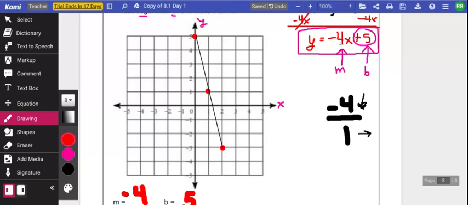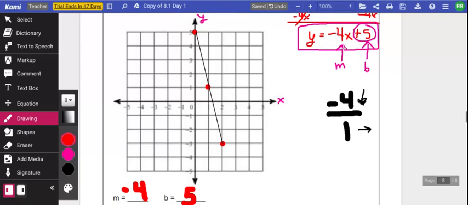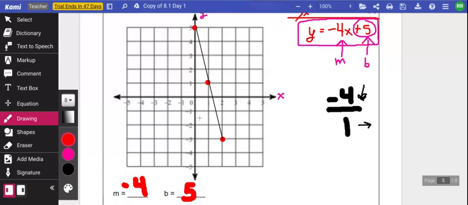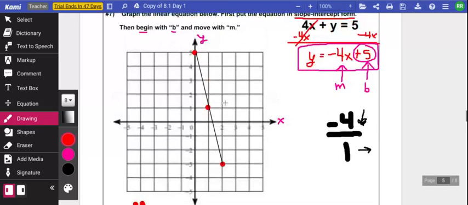Now, as you can see, m is negative, right? Our slope is negative. And so as I look at this line, if I were to read this from left to right, do you see how the line's going downhill as read from left to right? So we would say this line has negative slope. It's going downhill.